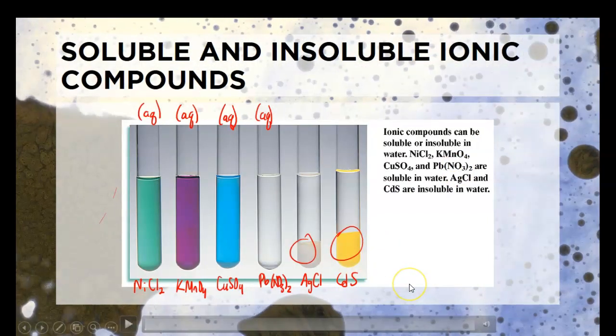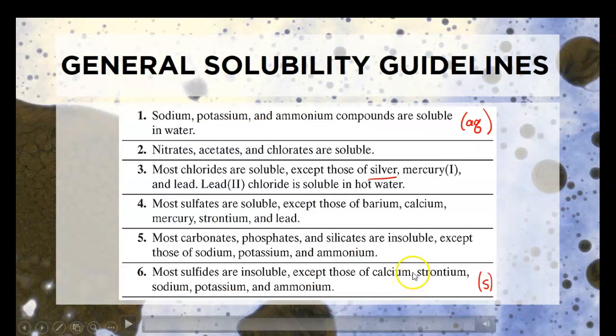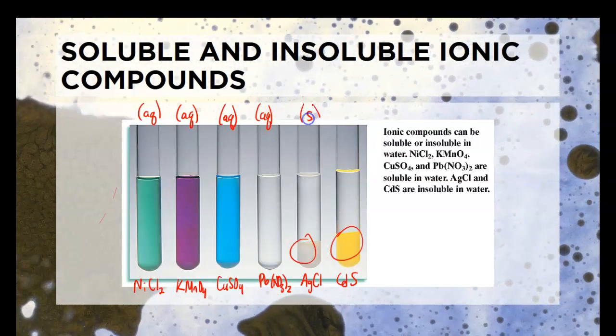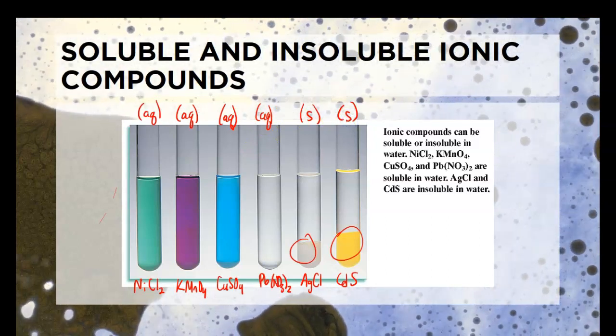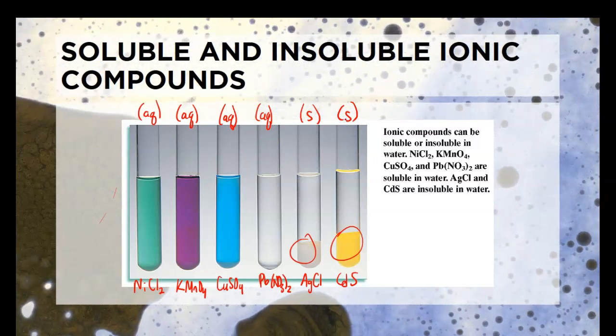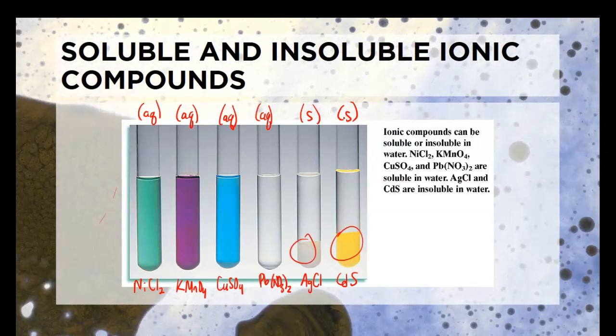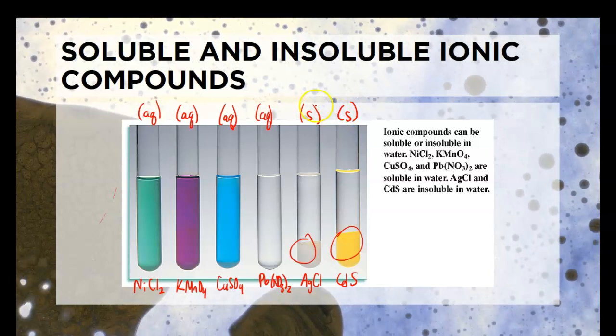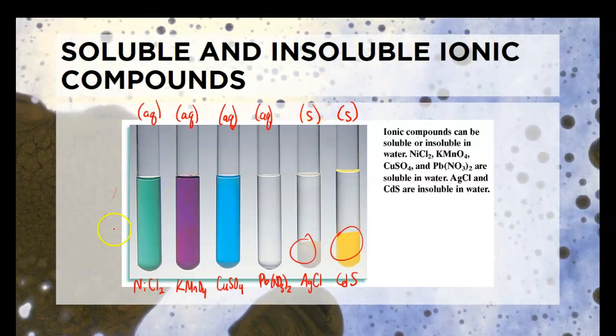And cadmium sulfide. Let's see, do I see sulfides, number 6, here? Sulfides tend to be insoluble, and I don't see cadmium as an exception. So again, that will form a solid as well. So you can see how we can use that list to make those predictions, whether or not those compounds will be soluble or remain a solid in water.